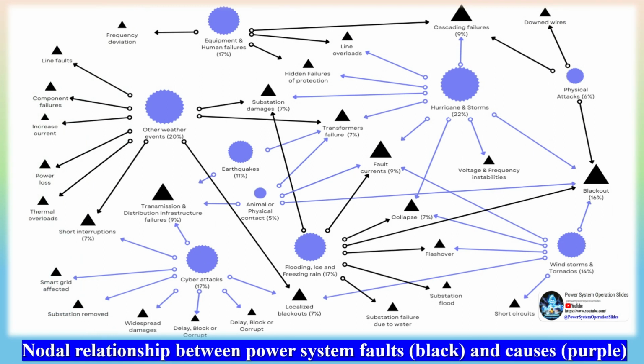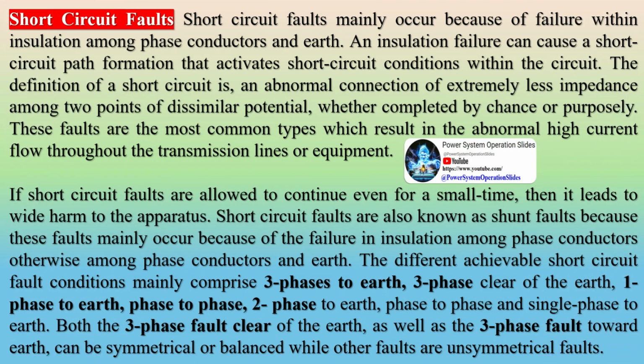Moreover, short circuit faults are classified as symmetrical faults, balanced faults, or as unsymmetrical faults, unbalanced faults. Short circuit faults mainly occur because of failure within insulation between phase conductors and earth. An insulation failure can cause a short circuit path formation that activates short circuit conditions within the circuit. A short circuit is defined as an abnormal connection of extremely low impedance between two points of different potential, whether made by chance or on purpose.